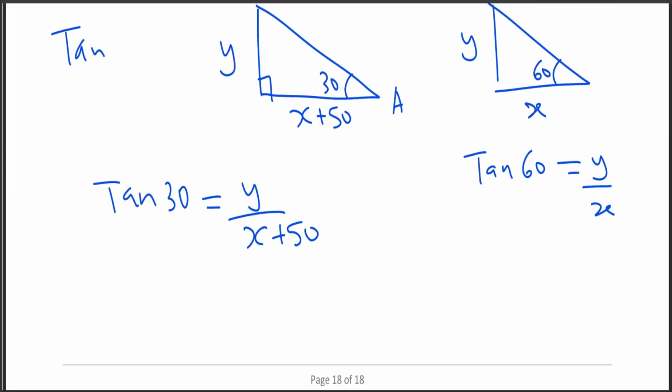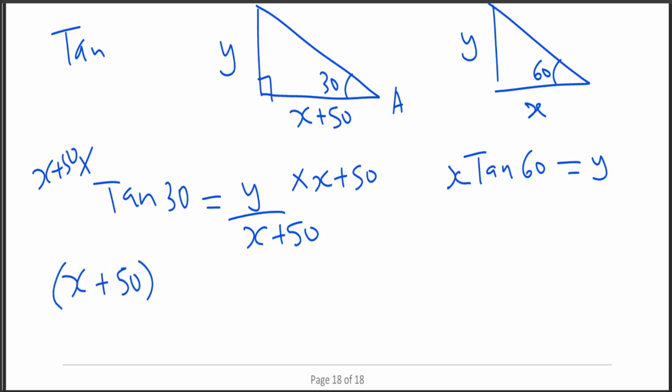Now let's do this way. Let's multiply by x, multiply by x. So at the end of the day, your y is going to be equal to x tan 60. Now let's remove the x plus 50 also on this side, times it by x plus 50. So utapata x plus 50 times tan 30 is also equal to y. Now hii ni y, hii ni y. Why not equate them together? So wacha tuilete x tan 60 hapa because that is also y.